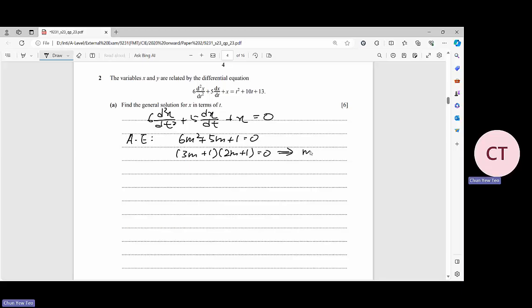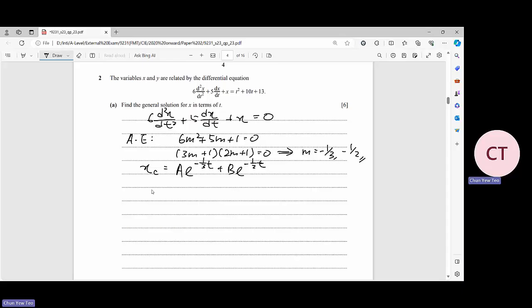So you get m equal to negative half and negative 1 over 3. Okay, negative 1 over 3 and negative half. So my complementary solution will be x_C equals A e to the power negative 1 over 3 t plus B e to the power negative 1 over 2 t. Okay, so this is the x_C.